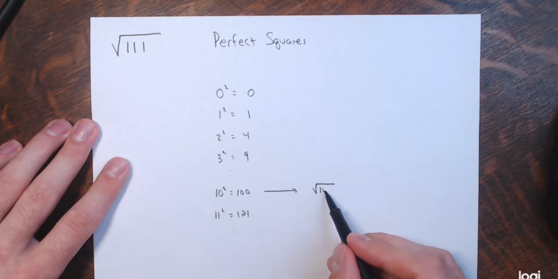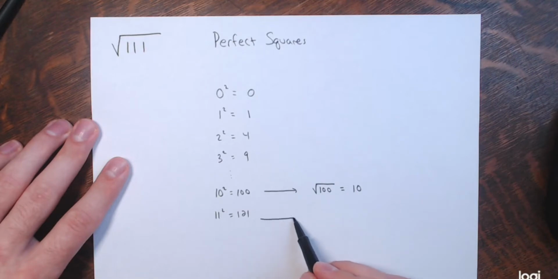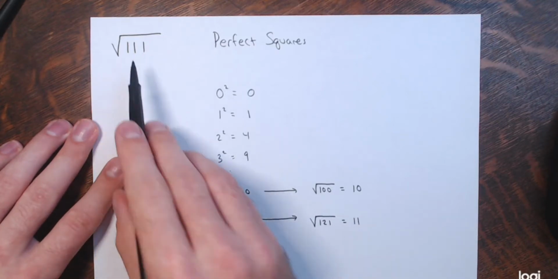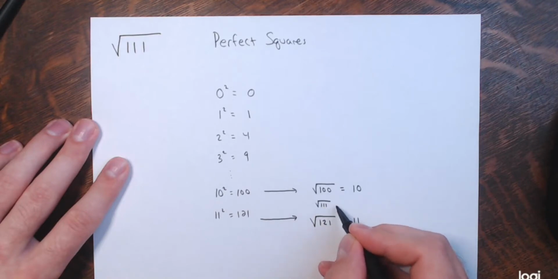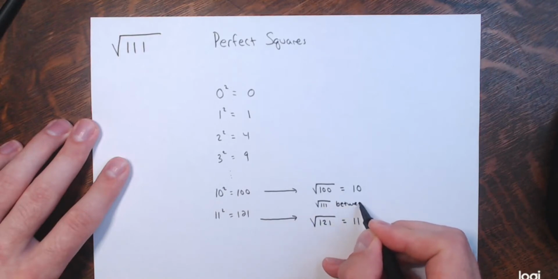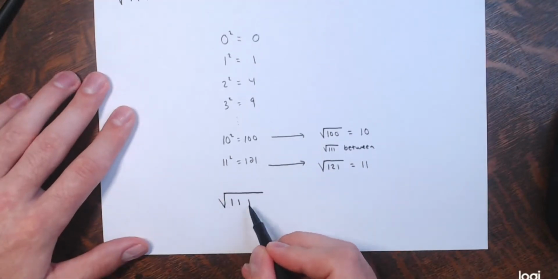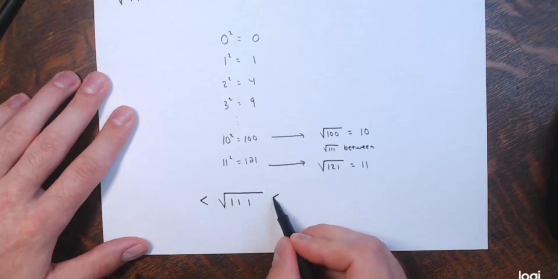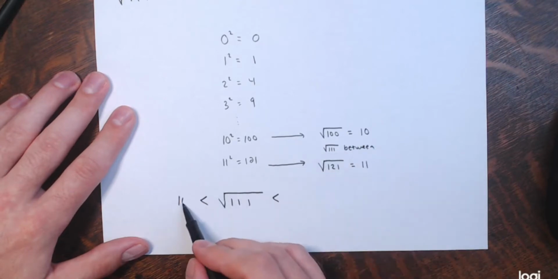So that means the principal square root of 100 is 10, and the principal square root of 121 is 11. And 111 is between 100 and 121, so the square root of 111 is between these. If we had one of those problems where we had to enter the left and right end of an inequality, I would say the square root of 111 is between 10 and 11.